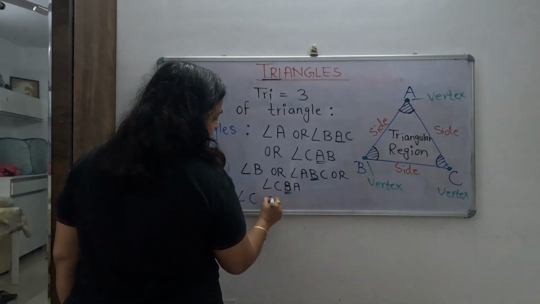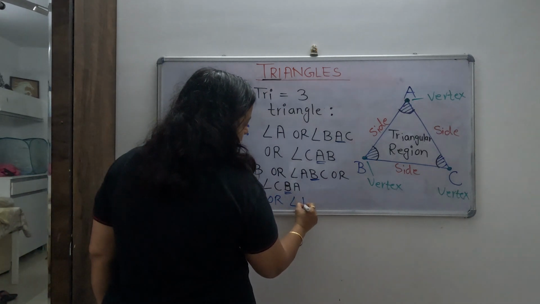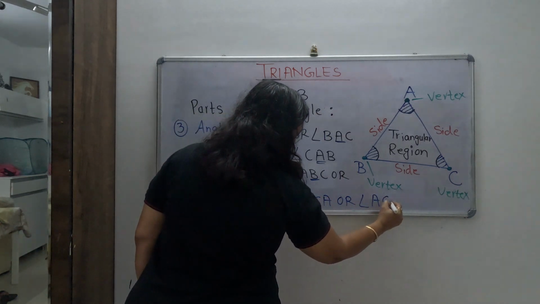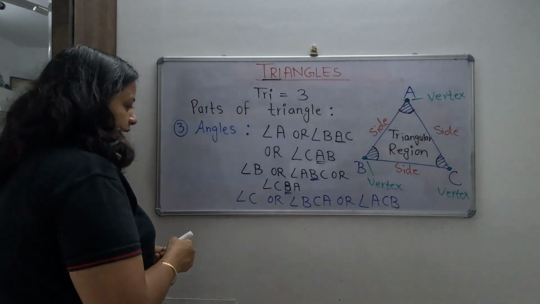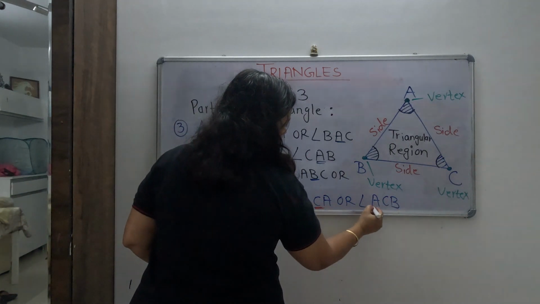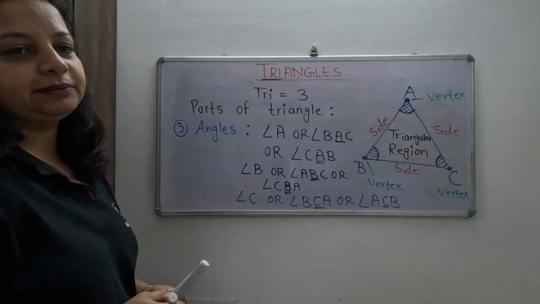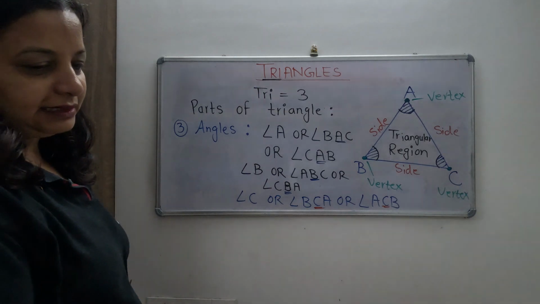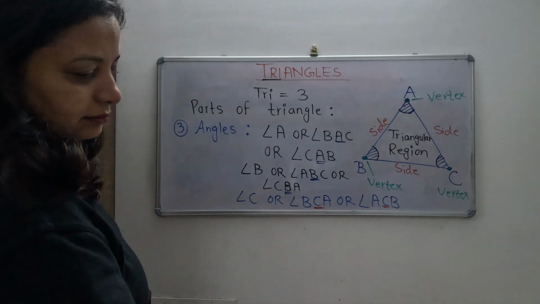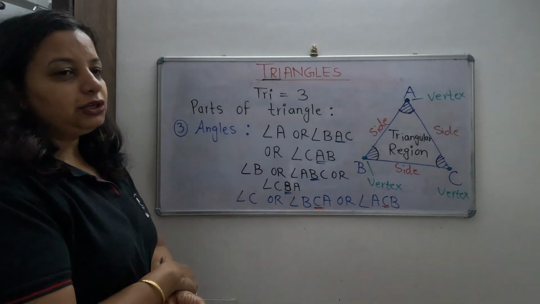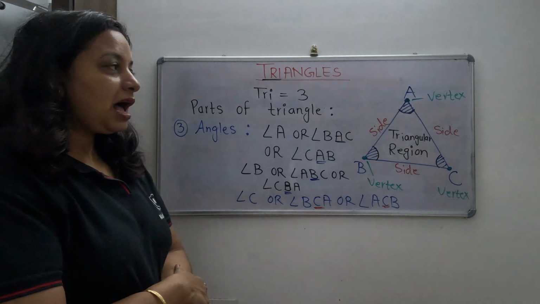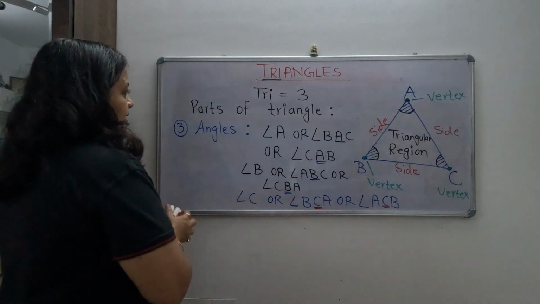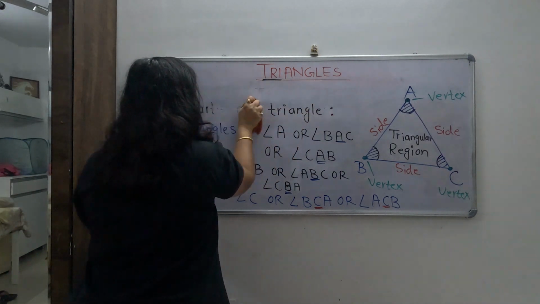Angle C, you can write it, or you can write it angle BCA, or you can write it angle ACB. Now in all three, angle C is in between. So now we have three angles of the triangle. Now come to the elements. You should know the question always asks what are the elements of a triangle. What are the elements of the triangle?